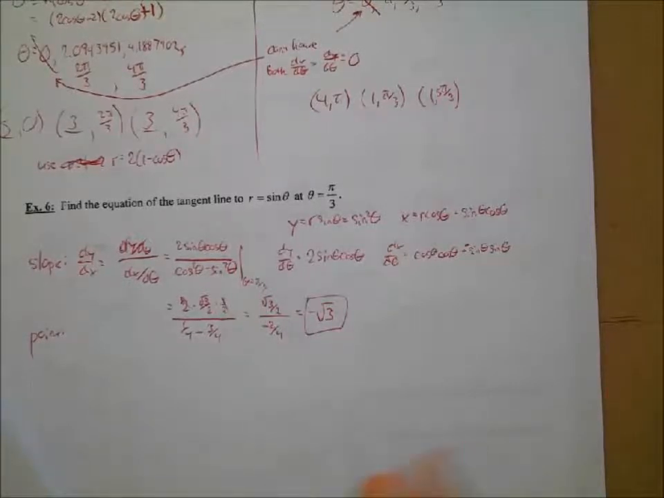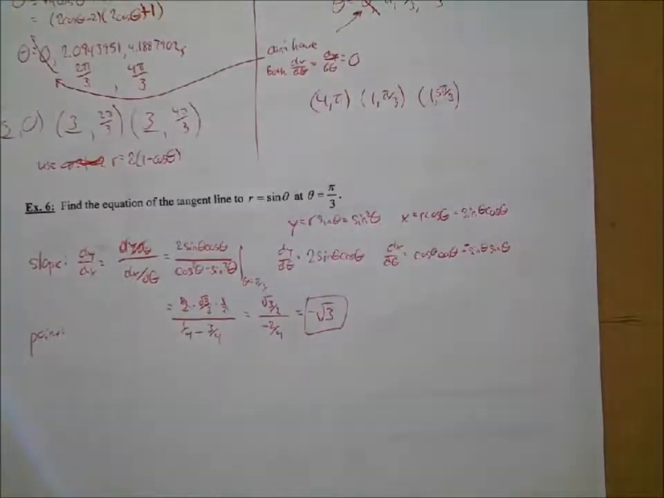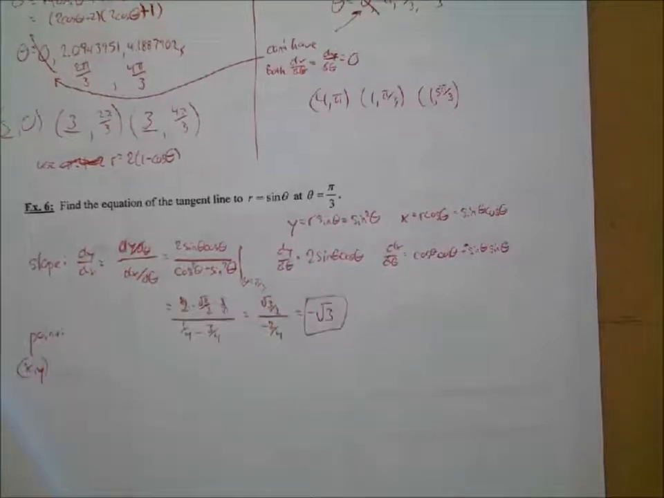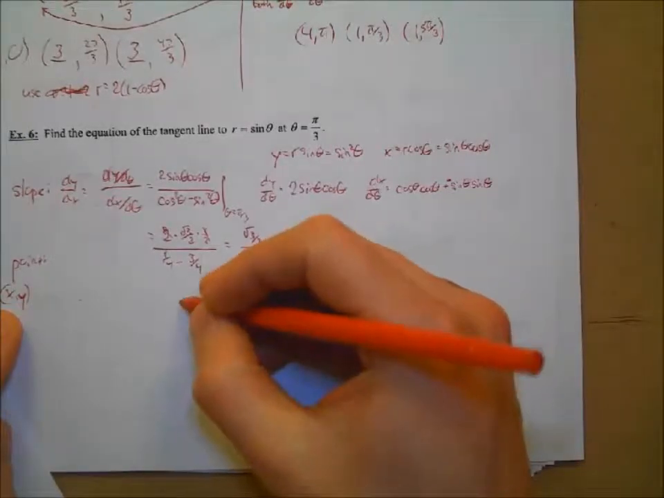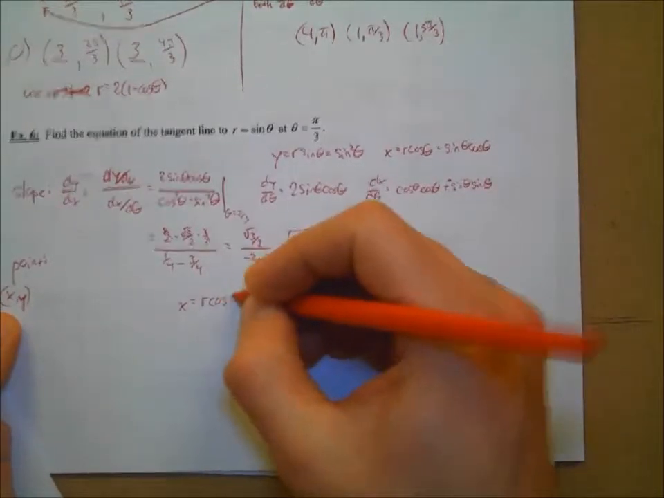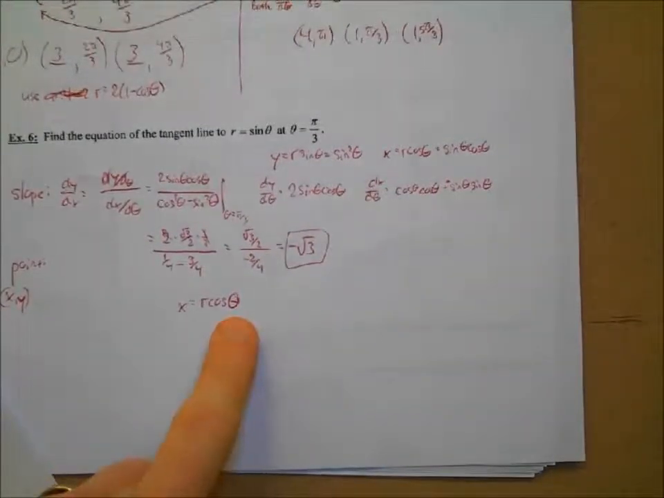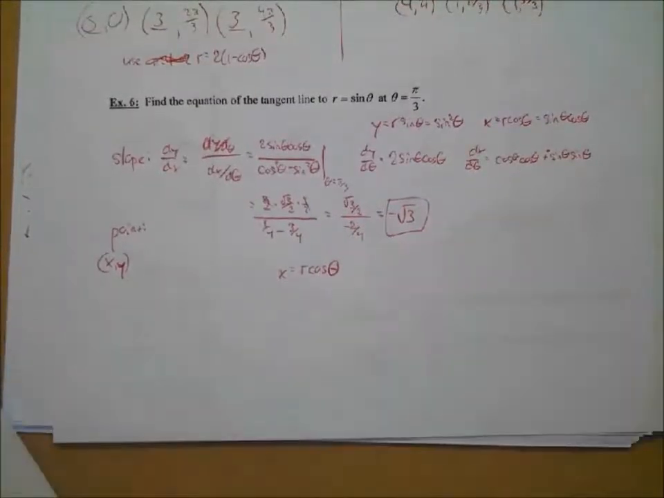And we need to come up with a point. We have one, we have theta equal to pi over 3. But for our point, right, it's an equation for a tangent line. We need to come up with the x and y coordinates here. We need an x and a y for this. Plug it in, okay? So to find our x coordinate, we're going to go back to x equals r cosine theta. Okay? What's theta? Pi over 3. Ooh, what's r though?